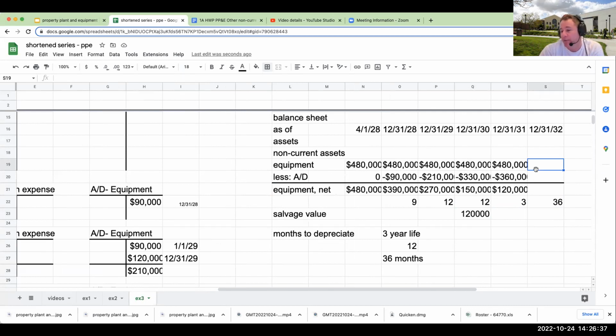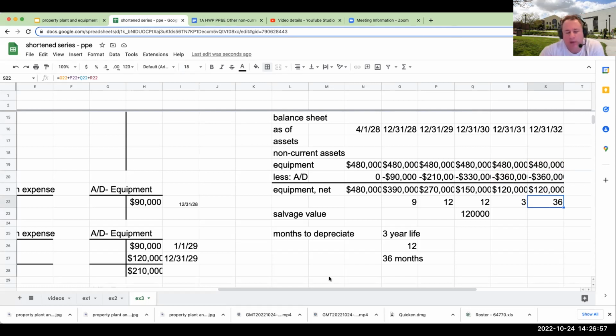So what happens in 12/31/32? Well, I'm still going to have the same equipment. If I'm still using it, I can't take it off of my books. But over here, my accumulated depreciation is just going to stay the same. I don't depreciate the asset anymore. Once I reach salvage value, I have to stop depreciating the asset.